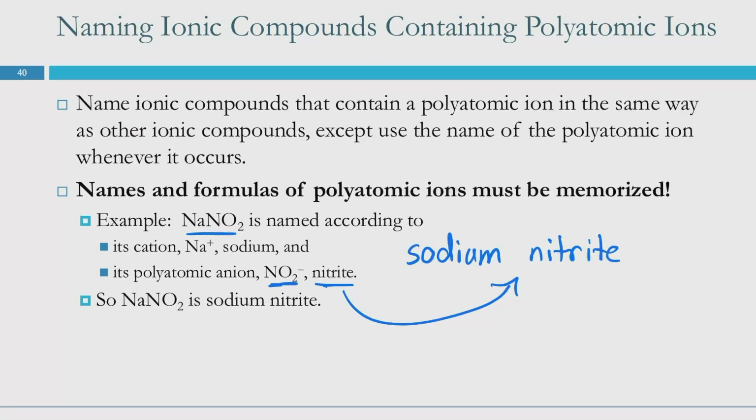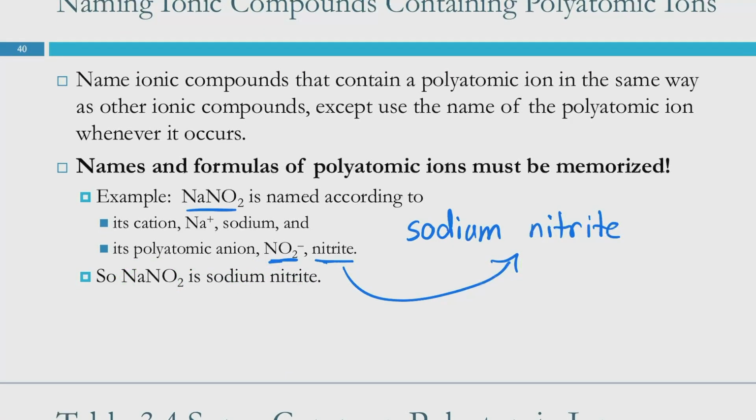The name of the polyatomic ion is important. The formula is important. The charge is also important because the charge is part of how we would get the formula from the name. So how we would go from NaNO2 to the name sometimes, or from the name to the formula.